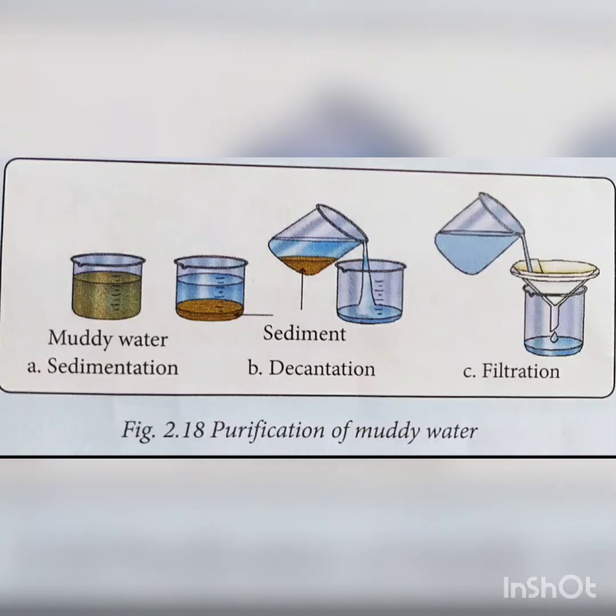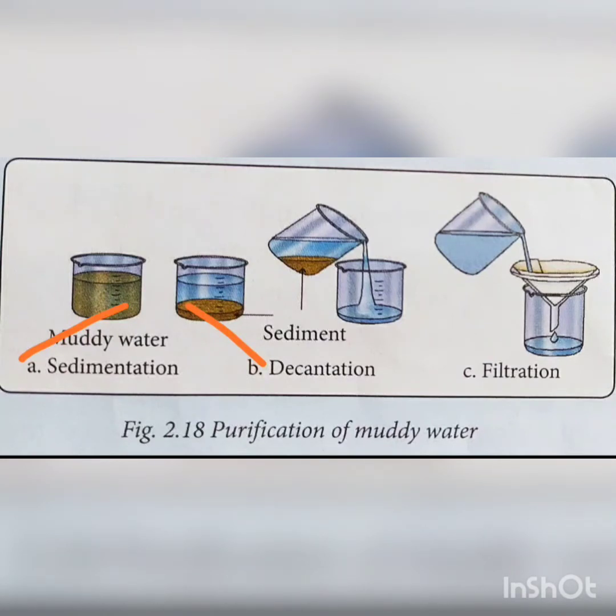Now we will do an activity to purify water by sedimentation, decantation and filtration. For this, the materials required are muddy water, 3 beakers, filter paper and a funnel. We take half a glass of muddy water in a beaker. Let it stand for half an hour. We will observe that the mud particles settle at the bottom of the beaker. This process is called sedimentation.